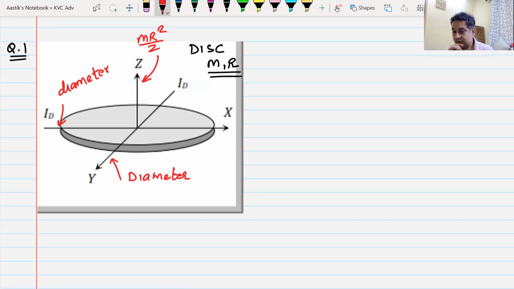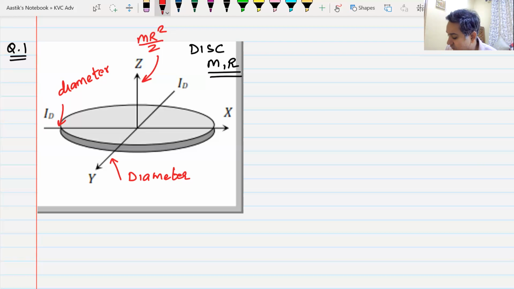mr square by 4, sir. mr square by 4. That is correct. How did you get it? Sir, the diameters are in the plane, so if we add them, it equals the moment of inertia along the z axis. Right. If you take any diameter, all the diameters are the same, so the moment of inertia about any diameter would be the same.